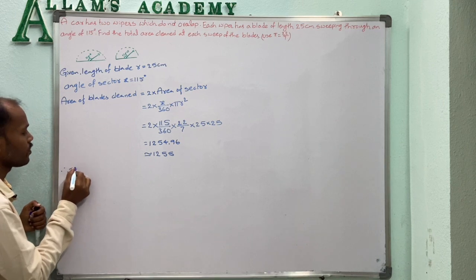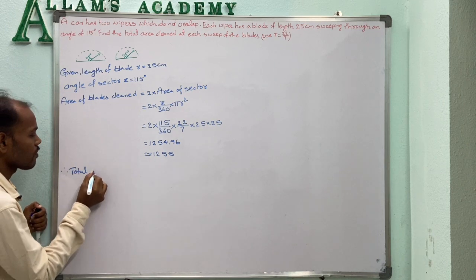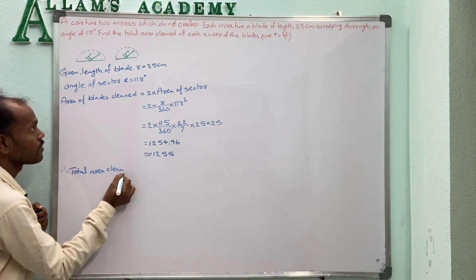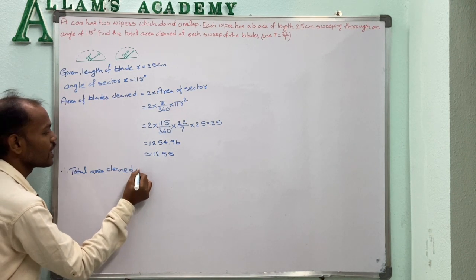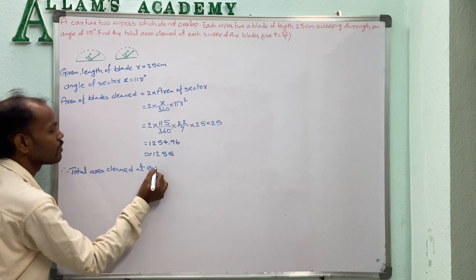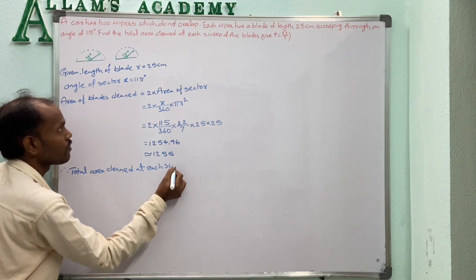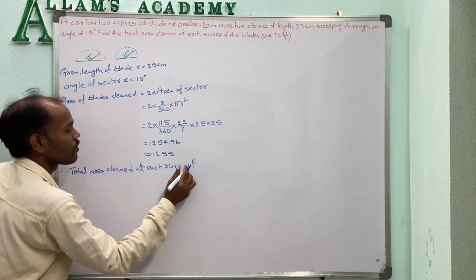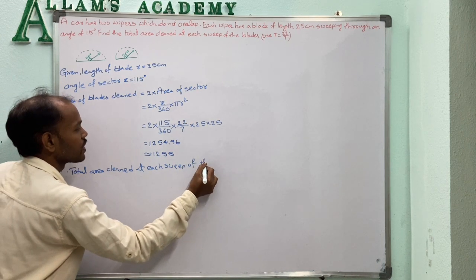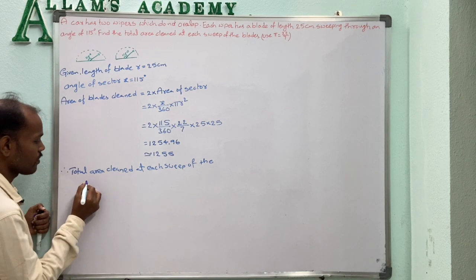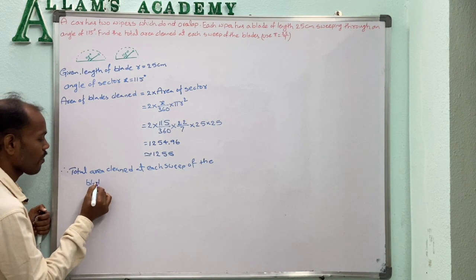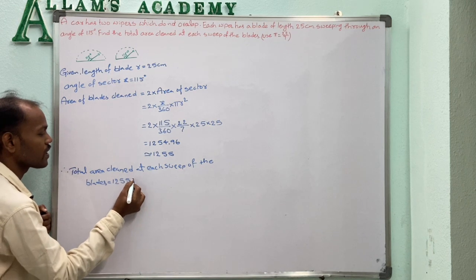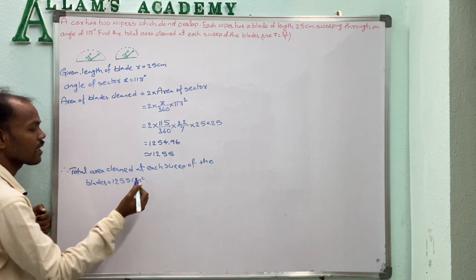So the total area cleaned by the sweep of the blades, therefore, area cleaned at each sweep of the blades equals 1255 centimeter square.